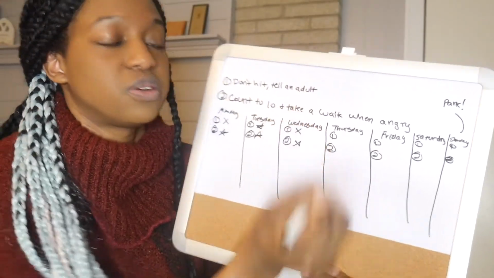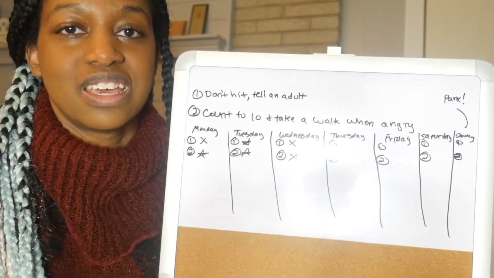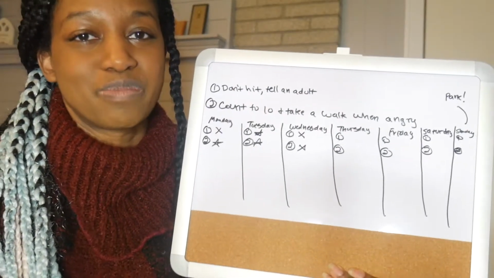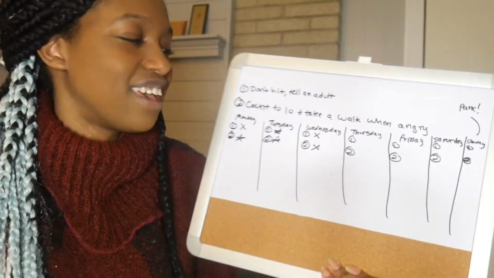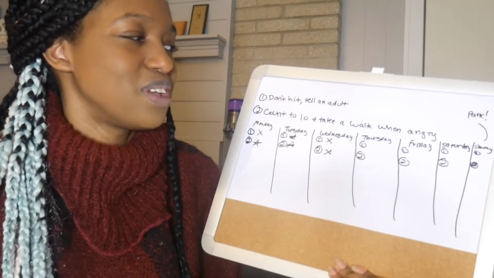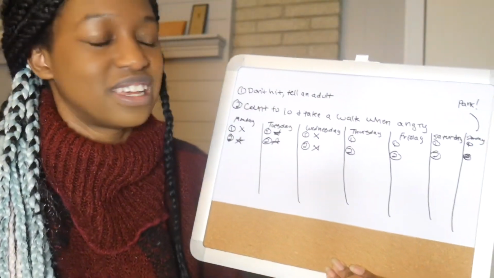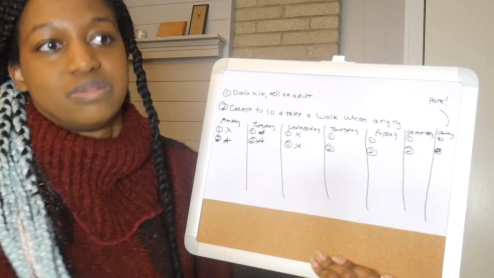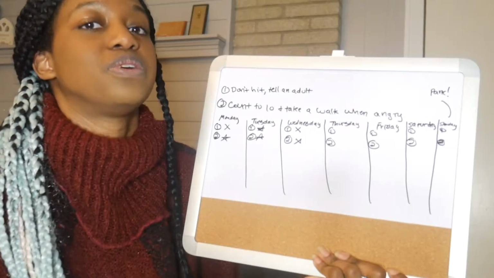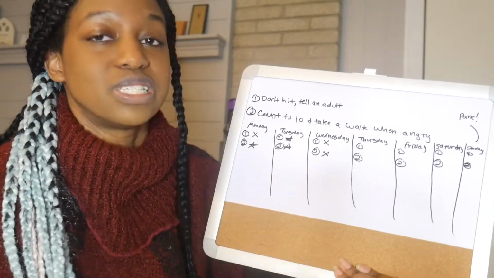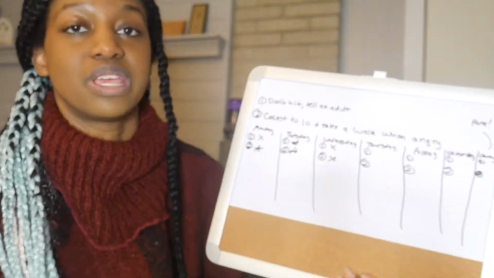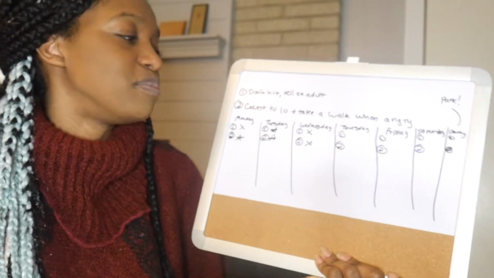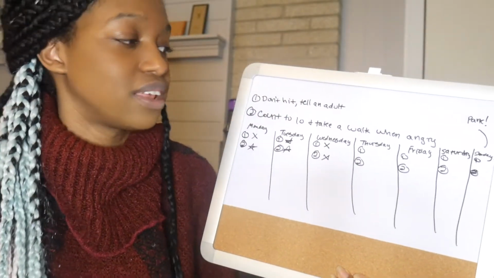Which is why I also like to incorporate teachers. And I say, hey teacher, fill out this behavioral report card every day. And if they do either of these things, write it down. And then it also helps the teacher to remember to prime the child, I guess, to count to 10 and take a walk, or don't hit, tell an adult. But anyways, let's say that this mom didn't do that.